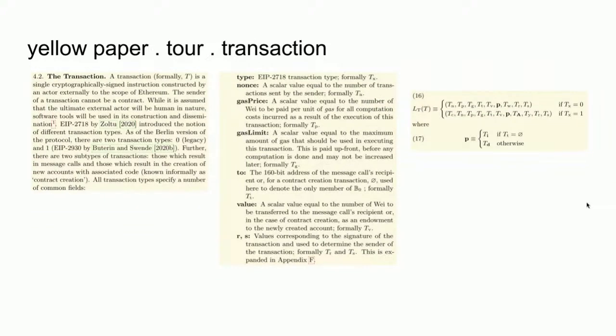Again, here's an example of what a transaction looks like. So we have our English definitions here, and they're fairly understandable. And then you have this lovely blob over here. So a transaction is a tuple of TN, TP, TG, TT, TV, P, TW, TR, and TS. And if anybody can remember what any of those variables mean, you guys deserve a prize. I don't.